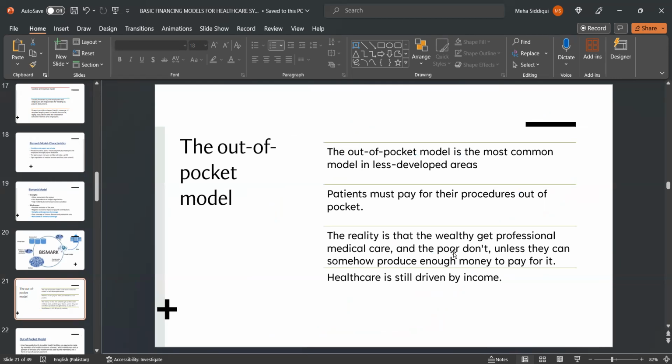Then comes the out-of-pocket model. It is the most common model in less developed areas. Patients may pay for their procedures out of pocket. The reality is that the wealthy get professional medical care and the poor don't, unless they can somehow produce enough money to pay for it. So healthcare is still driven by income.